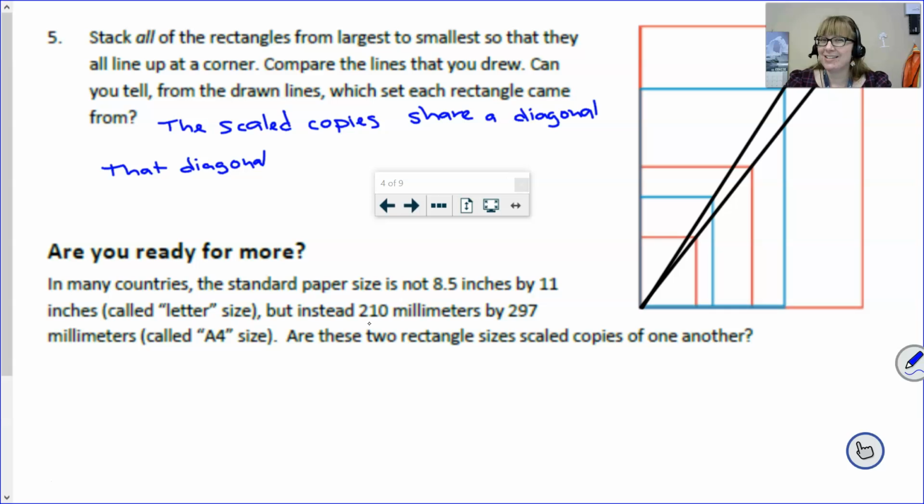So now the question is, is our paper a scaled copy of their paper? Here's the best way to answer this question, because we're dealing with inches and we're dealing with millimeters, and those are different units of measure. So we can't just compare those directly. Here is what I suggest instead.